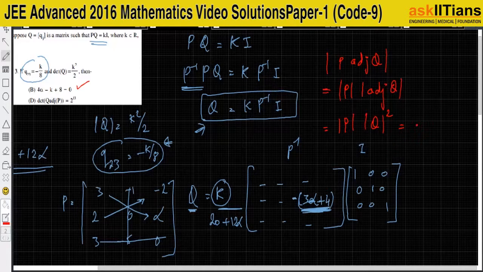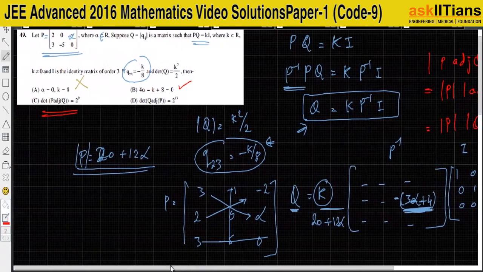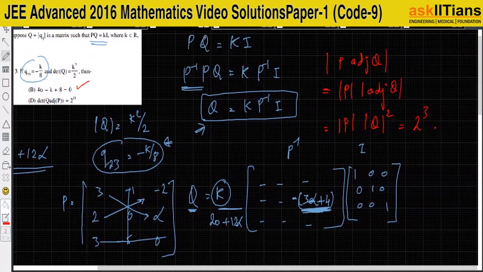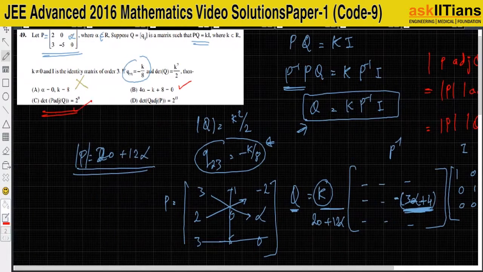So determinant of P is actually 8, right? So this will be 2 cube, and determinant of Q is how much? K square by 2, so that's 4 square by 2. So again it will be 8. So this will be 8 square. So 2 power 2 power 6. So this will be 2 power 9. So this option is also correct. Option C is correct. I am getting 2 power 9.